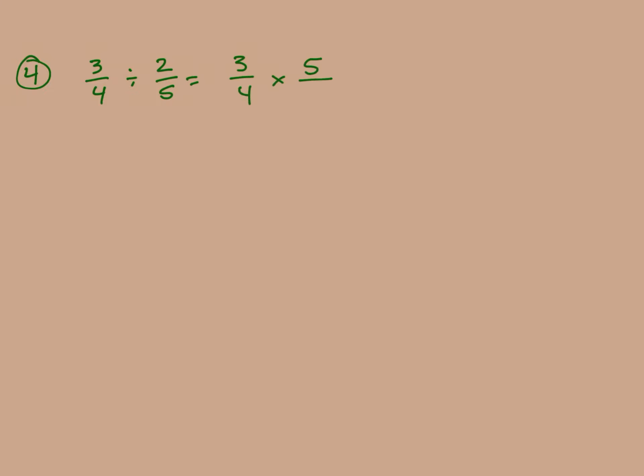Flip and multiply. 3 times 5 is 15. 4 times 2 is 8. 8 goes into 15 once, and then we have 7 extra to get to 15.